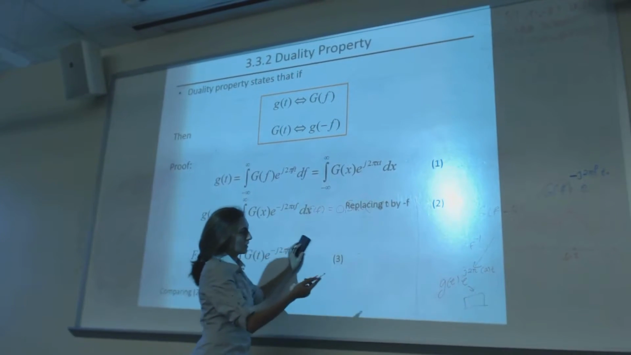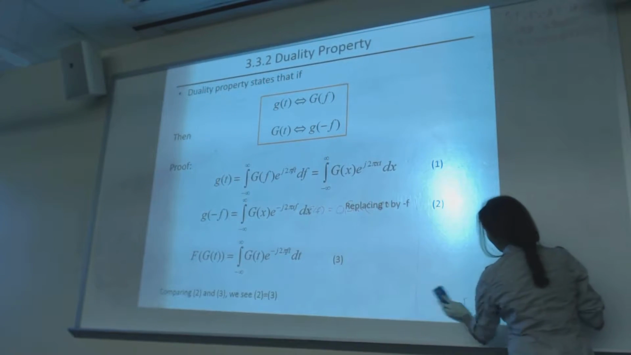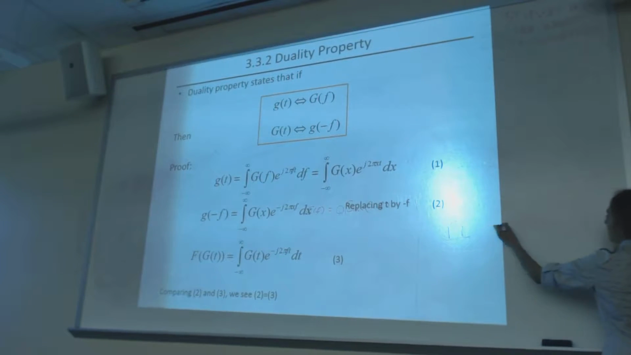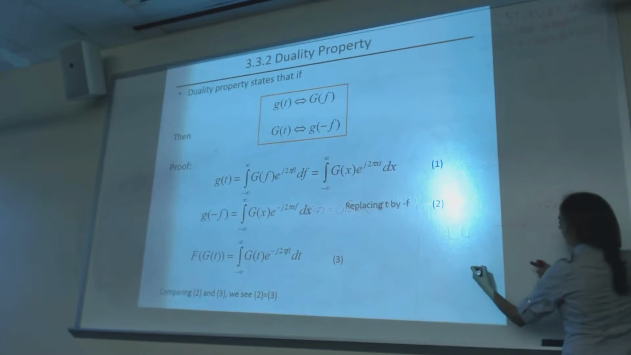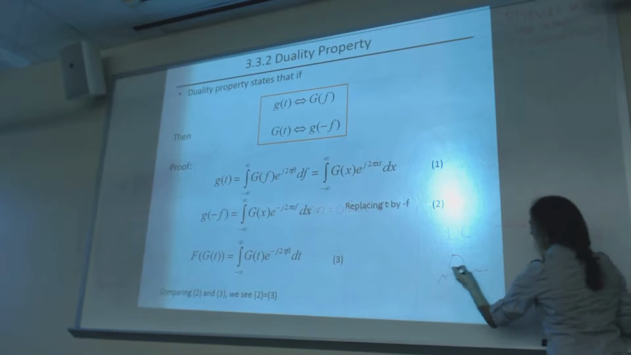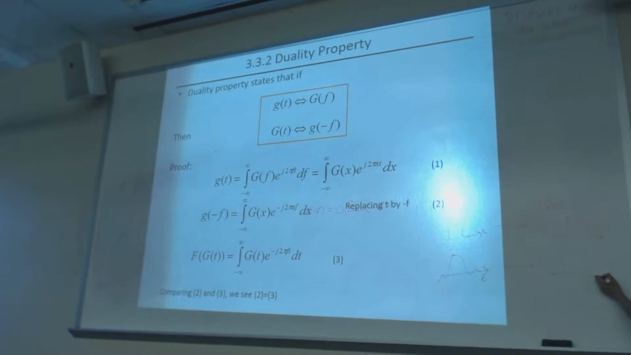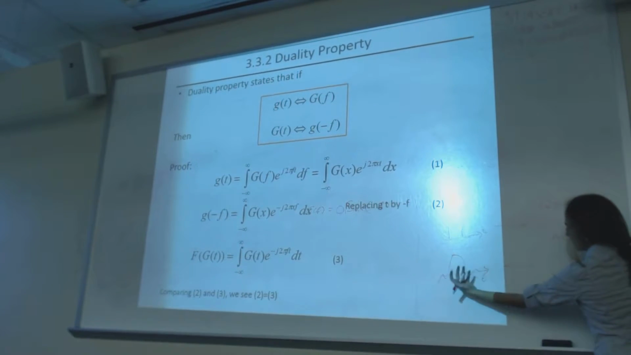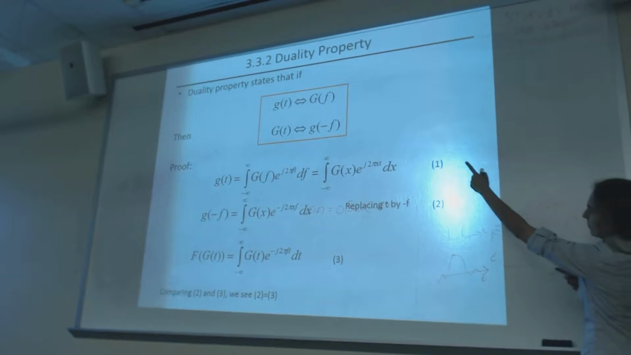But this is the same thing that we talked about the other time. For example, if my little g is a pulse, this is little g, capital G of f is a sinc. Now if I take this in the time domain, meaning that if I have a sinc in the time, what will be the Fourier transform? It's going to be a pulse. If pulse is here, sinc is there, and vice versa. If sinc is here, pulse is there. So this is the duality. This is what we see here.